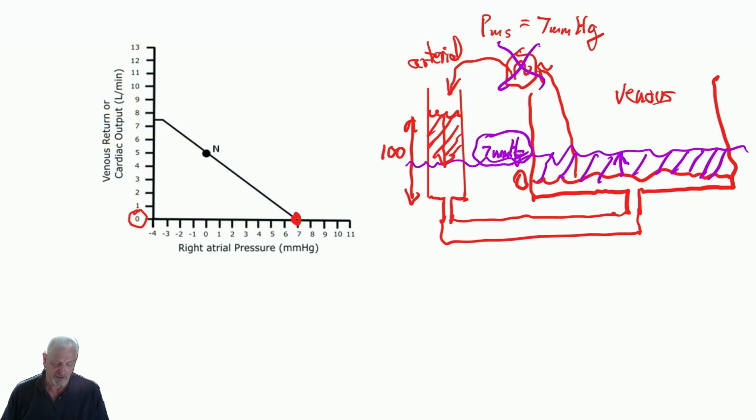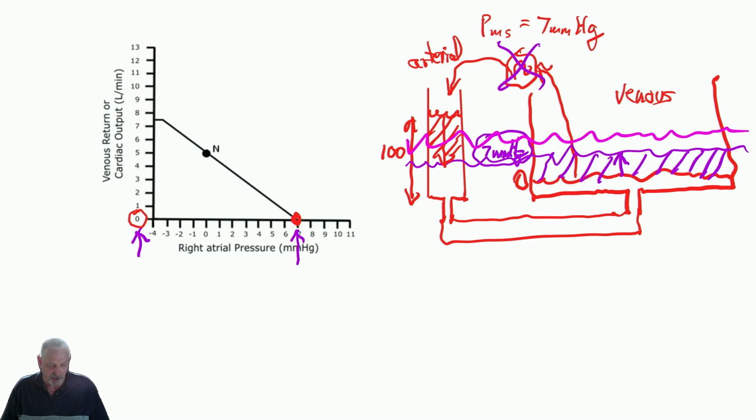So that's the mean systemic filling pressure. And again, we see the 7 millimeters of mercury showing up here when the flow is 0 on our venous return curve. And we have some insight that that is related to the compliance of the vessel. So what are the things that might increase mean systemic filling pressure to some value above 7?